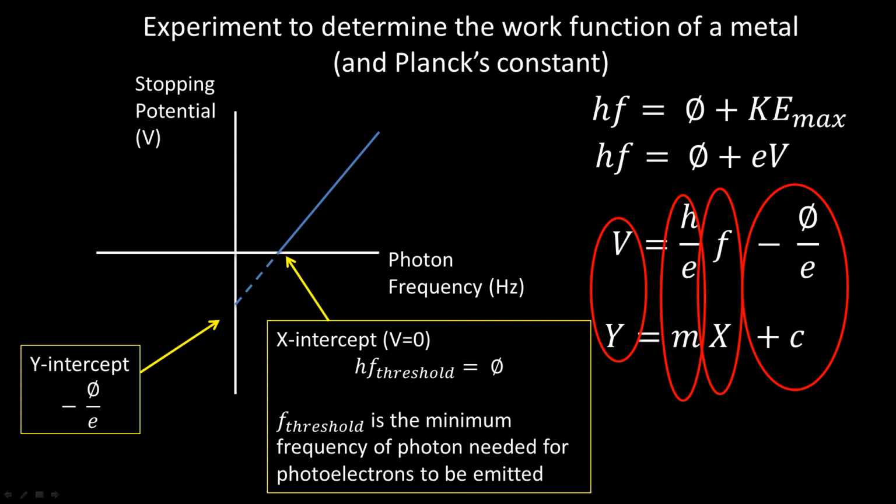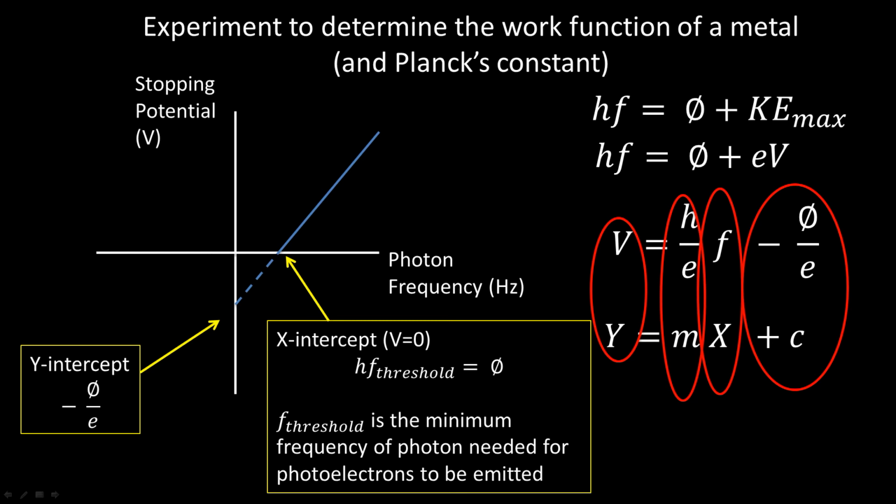Now this tells us a lot because it tells us how the results would look different for different metals. Using a different metal obviously doesn't change Planck's constant, so all the lines should be parallel if you have different metals. However, different metals do have different work functions, so the whole set of data will basically move up and down depending on the metal.